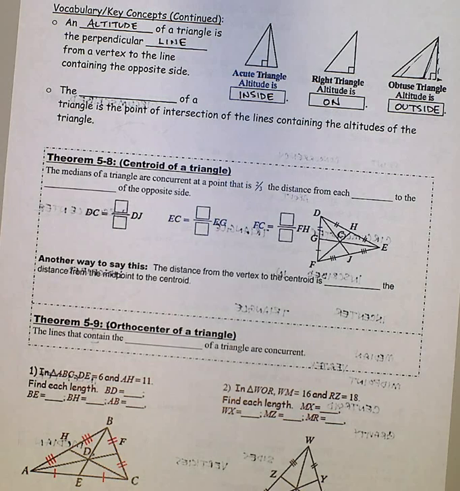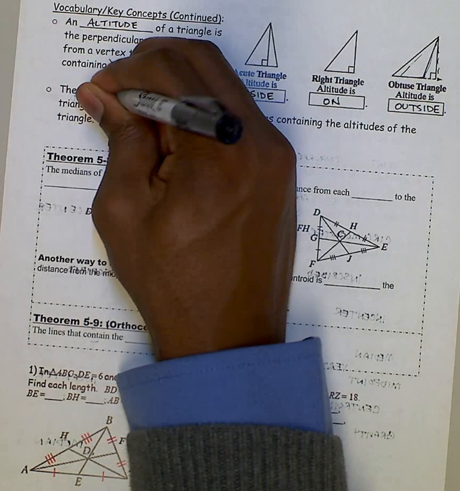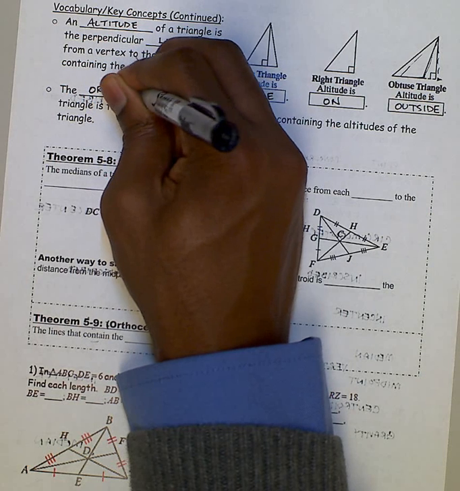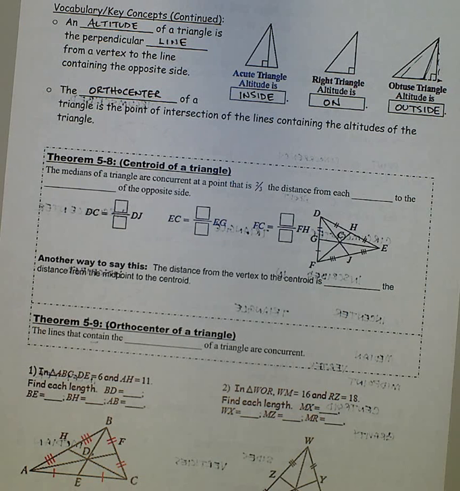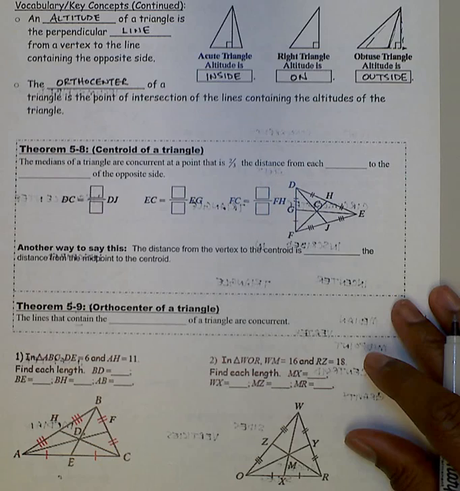Okay. The orthocenter of a triangle is the point of intersection of the lines containing the altitudes of the triangle. Okay. And so now let's revisit the centroid a little bit and talk about its special properties.